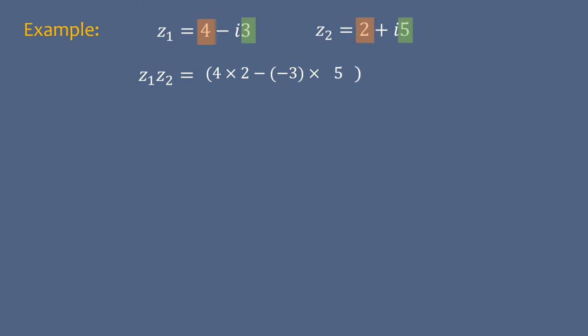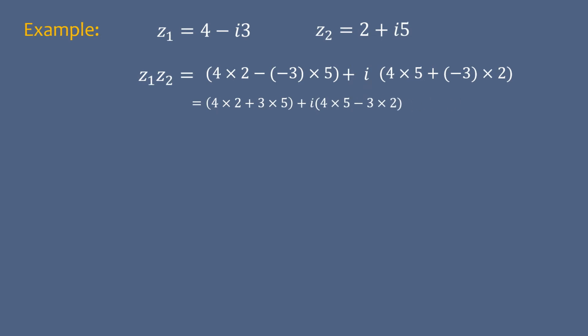Let us consider a few more examples. z1 equal to 4 minus 3i and z2 equal to 2 plus 5i. Now z1 z2 will be equal to 4 times 2 minus 3 times 5, plus i times 4 times 5 plus minus 3 times 2, which will be equal to 4 times 2 plus 3 times 5 plus i times 4 times 5 minus 3 times 2, which can be easily solved and the result is 23 plus 14i.